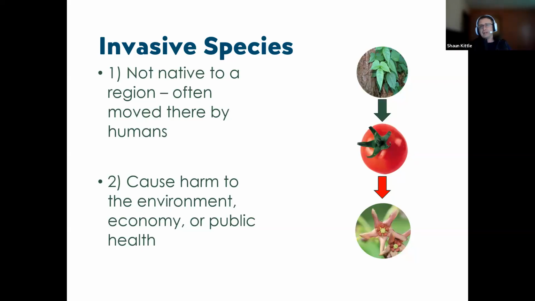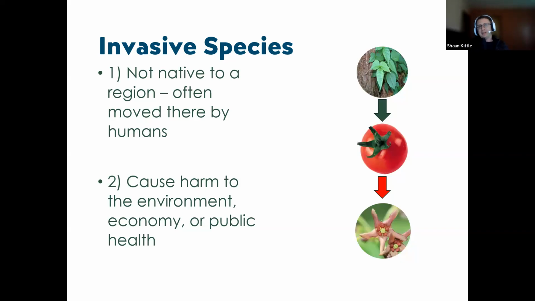So if you look to the right here, we have poison ivy. I don't think anybody likes poison ivy. It definitely causes harm to public health. If you've ever gotten into it, you know what I'm talking about. But it's native to the region, so it's not invasive, even though most people don't like it.